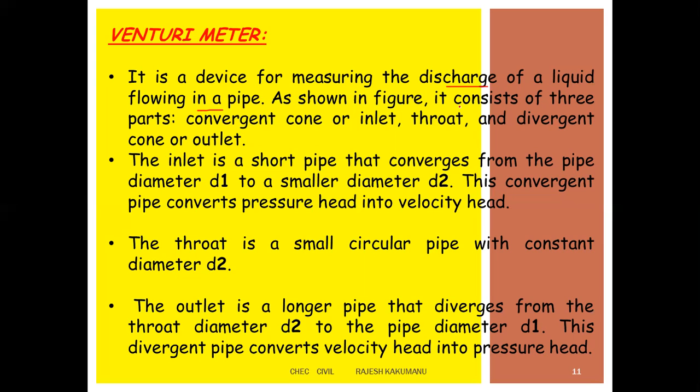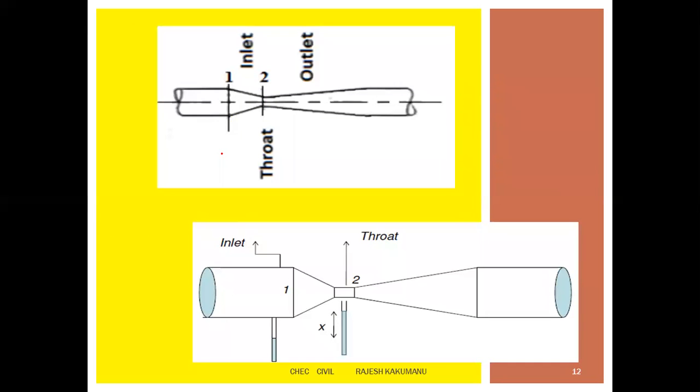As shown in the figure, the Venturimeter consists of 3 parts: a convergent cone or inlet, a throat, and a divergent cone or outlet. Simply, the first one is the inlet, the second one is the throat, the third one is the outlet. See the figure here: this one is the inlet, this is the outlet, and the middle neck portion is the throat. You can draw this figure also.